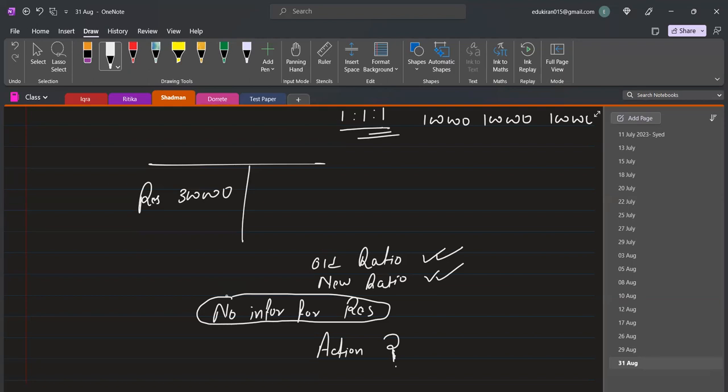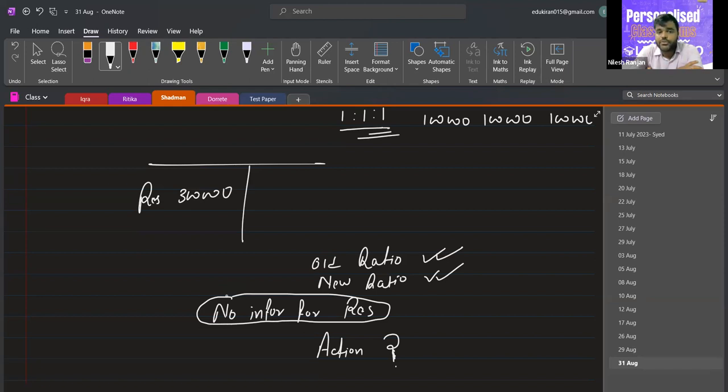Okay. So we don't need any additional information. We will take this reserve and distribute it in the old ratio. Always remember that generally we distribute our reserves and profit and loss in the old ratio, because these profits are related to the past. So it should be distributed in the past ratio.